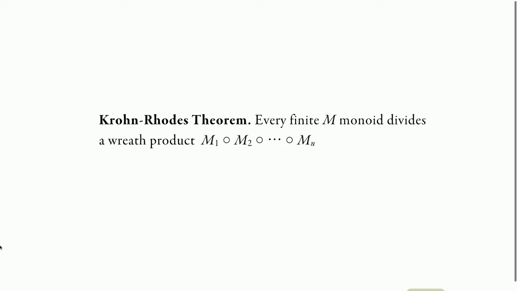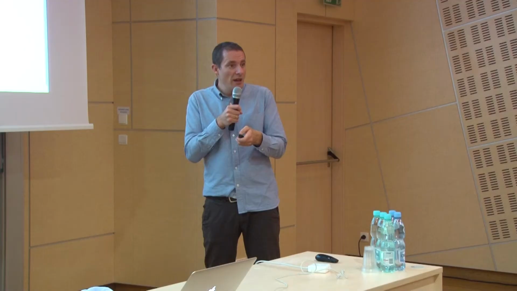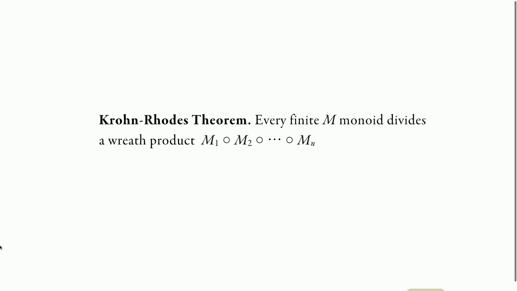So here's one beautiful theorem about monoids, which shows that they have a structural theory. It's called the Krohn-Rhodes theorem. And it says the following thing. It says that every finite monoid divides a wreath product of monoids. And these monoids, these factors, have a certain special form. Now I would have to explain what all these words mean and what is the special form. So divides means it's a quotient of a submonoid, so it's a natural notion of being smaller.